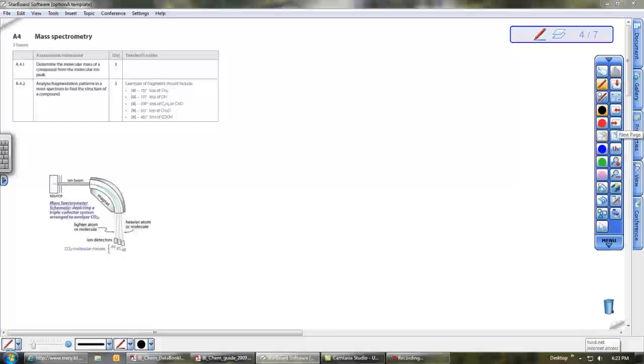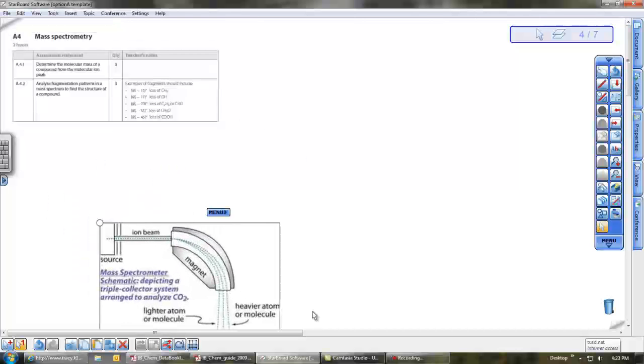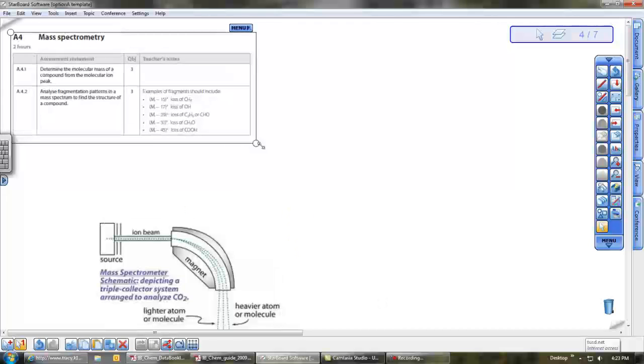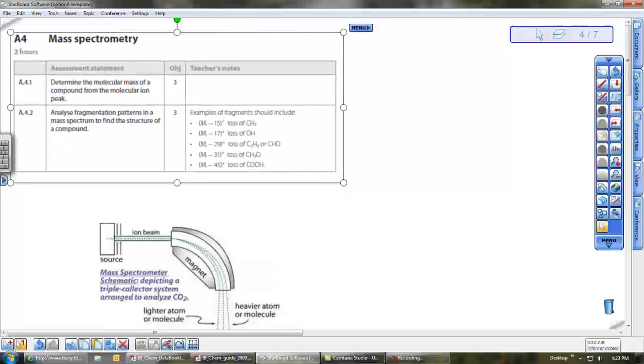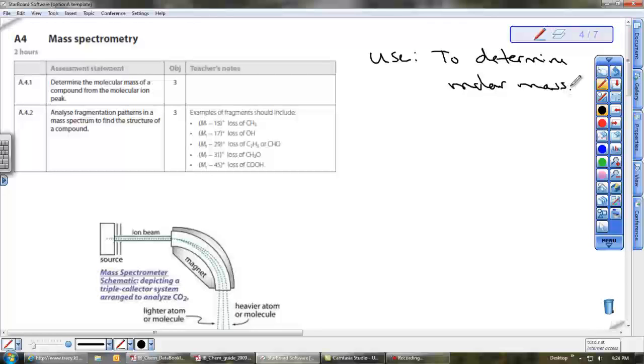Okay, mass spectroscopy. This one is probably one of the easiest ones. Let me get these out of the way. So I have a picture here of how it works and your curriculum point. Okay, mass spectroscopy. Use to determine molar mass. That's its primary use. Okay?